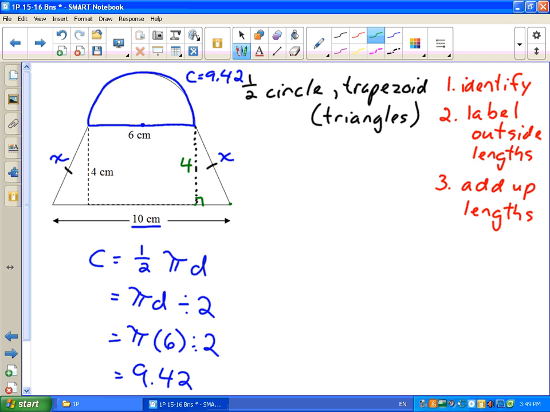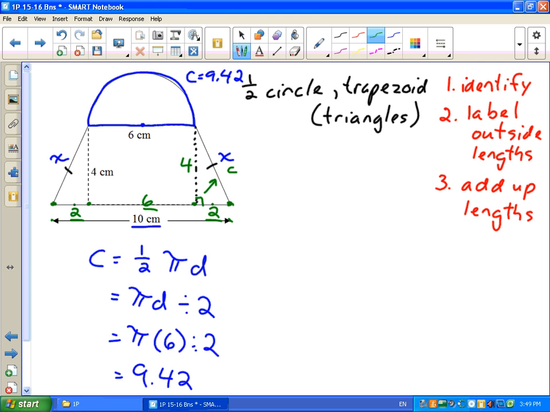I need to know what this side is down here. Well, from here all the way over to here is 10 centimeters. I've got 6 centimeters from here to here. So that leaves me with 4 centimeters to split between here and here. So if I put 2 here and 2 here, 2 plus 6 plus 2 gives me 10, which gives me the entire distance from here to here. So that little side down there has to be 2. And now I can treat this just as I would any other right angle triangle.